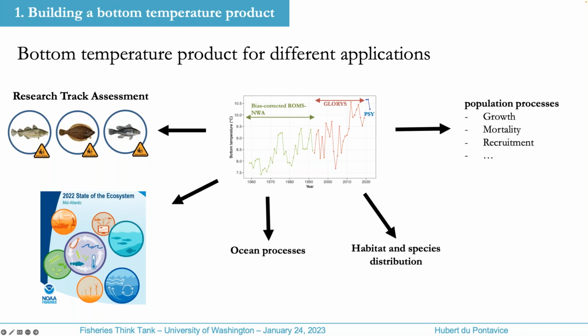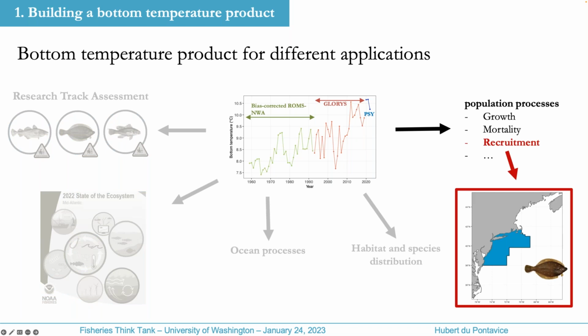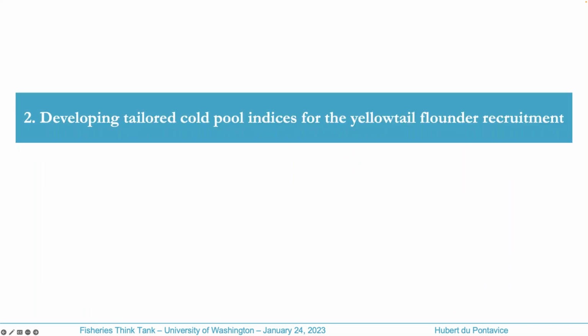But this data set can be used for other applications to explore ocean processes, model habitat and species distribution, or to investigate climate influences on population processes. And the first application was our work on the effect of the cold pool on the yellowtail flounder recruitment in the Mid-Atlantic Bight. So we developed cold pool indices for exploring the effect of the interannual variations of the cold pool dynamics on the yellowtail flounder recruitment.